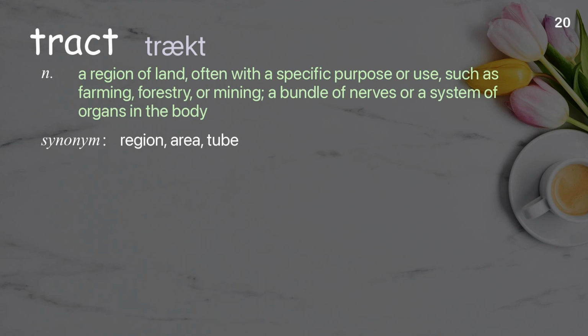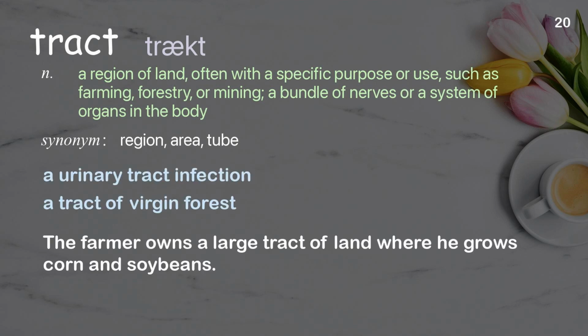Tract. A region of land, often with a specific purpose or use, such as farming, forestry, or mining. A bundle of nerves or a system of organs in the body. Examples: a urinary tract infection, a tract of virgin forest. The farmer owns a large tract of land where he grows corn and soybeans.